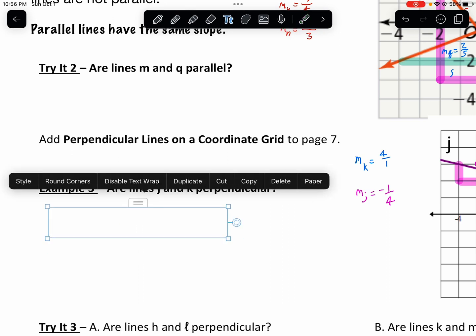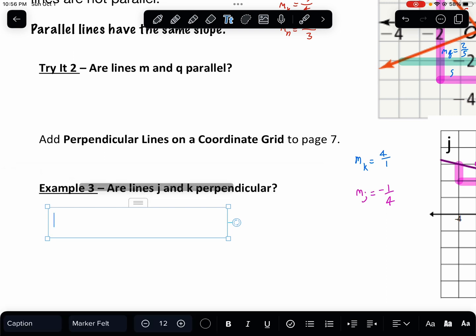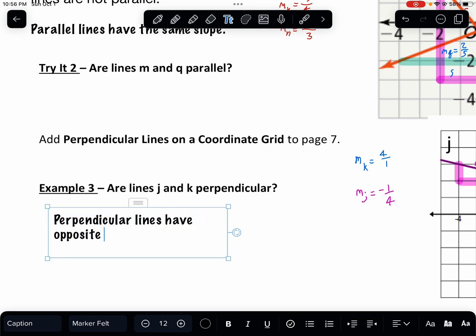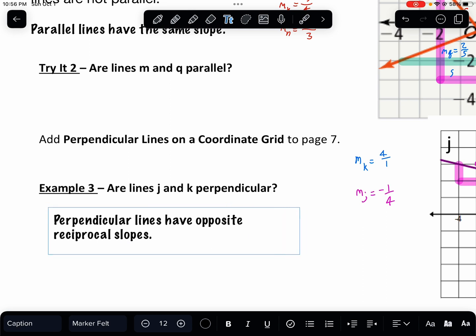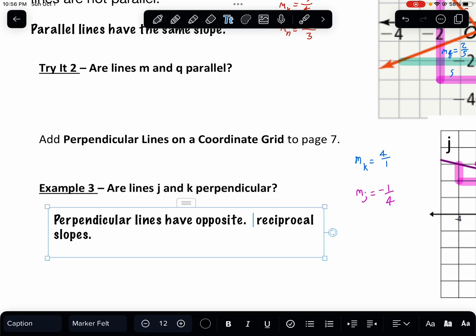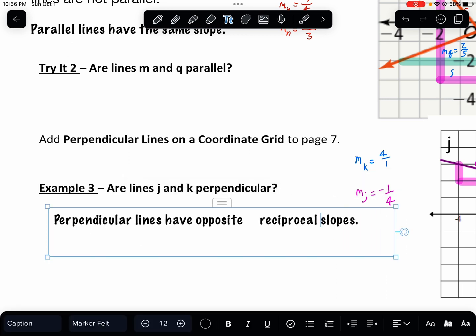Okay, perpendicular lines have opposite reciprocal slopes. Why do I always spell reciprocal wrong? Anyways, opposite reciprocal slopes. Now, for this statement, I definitely recommend you put a few spaces after opposite because we want to understand what that means. And then make sure you got a few spaces after reciprocal.